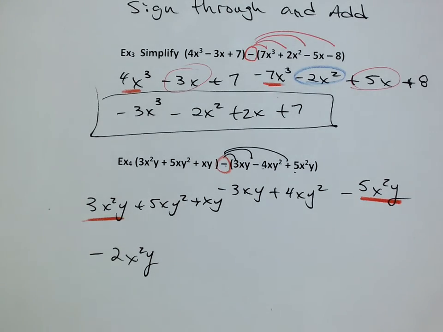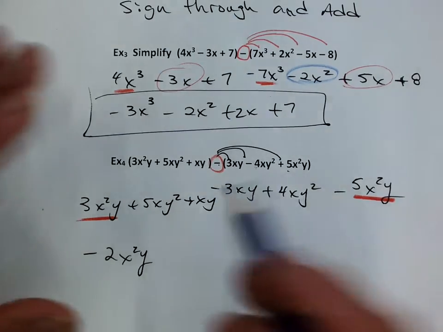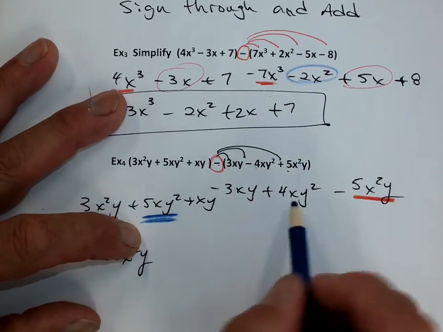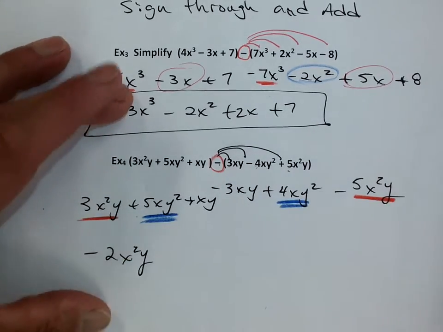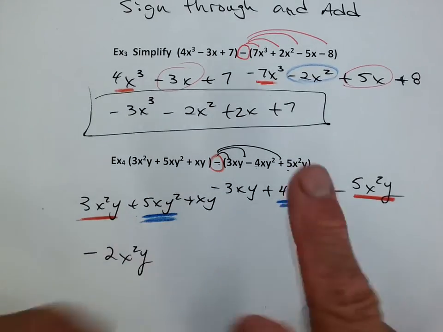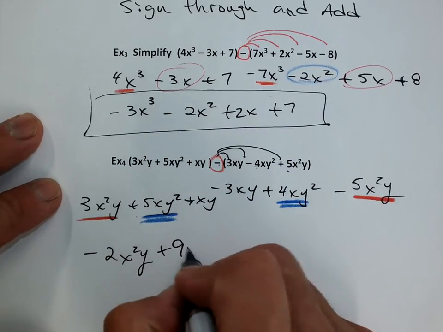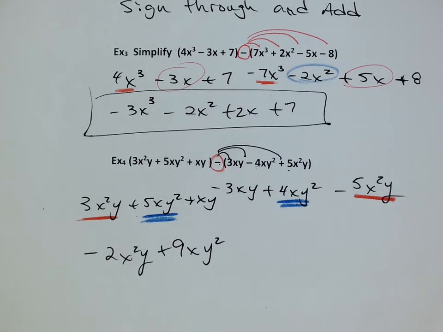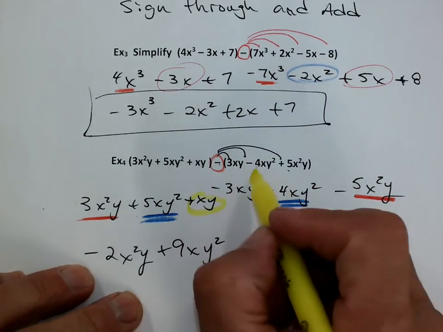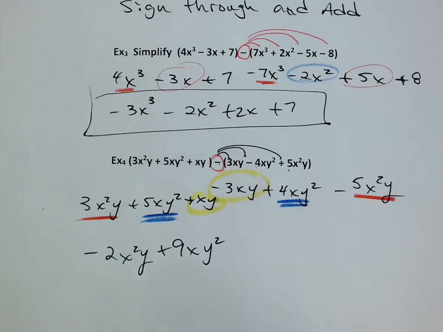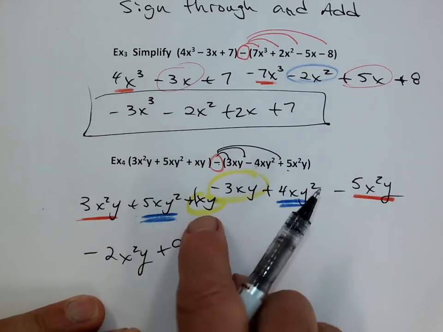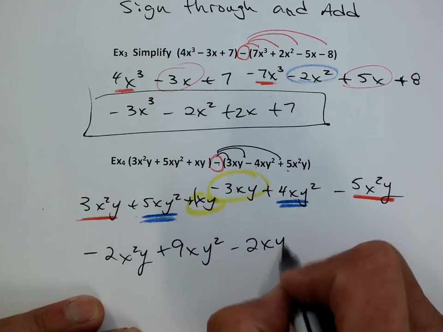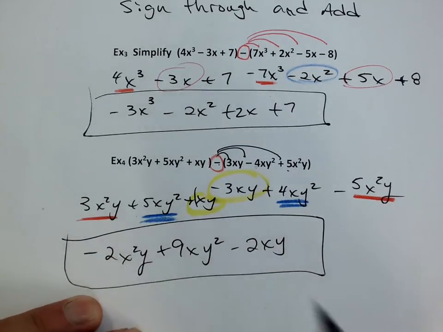And then what's next? Well, let's see what's the same. I believe that I've got this 5xy squared with this 4xy squared. So those two together make a positive 9xy squared. And then finally, what do I have left? Well, I've got an xy with a negative 3xy. Now that's like a 1. You don't see a 1, but there's a 1 there. Makes a negative 2xy. Okay, so that's not too bad.